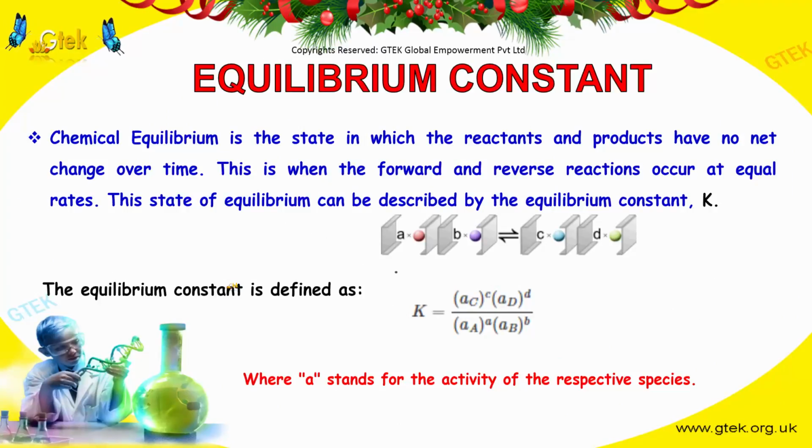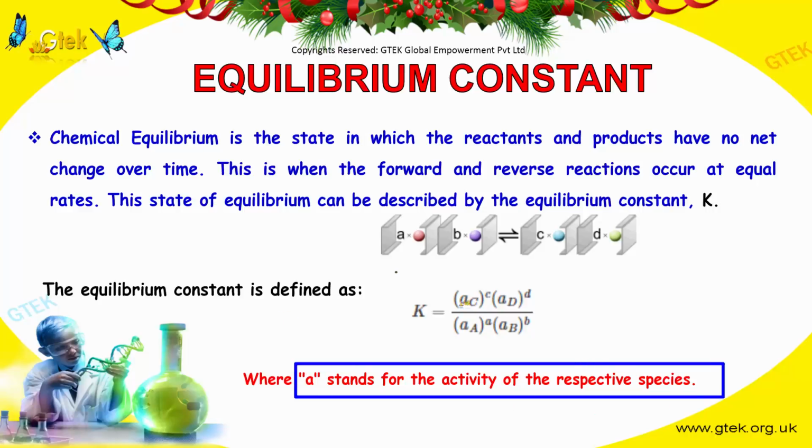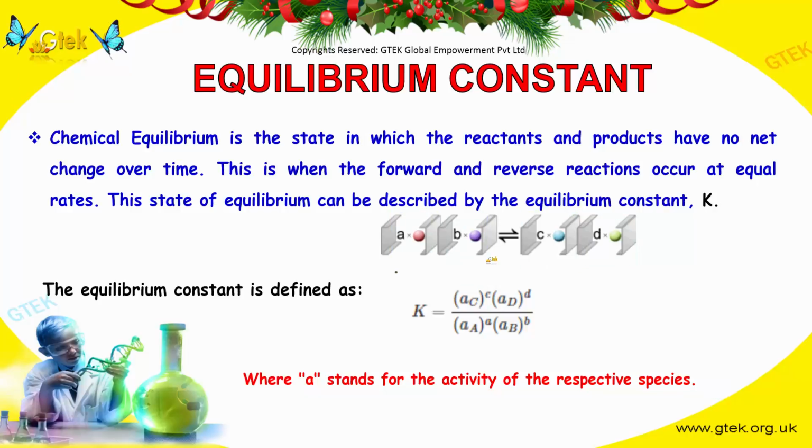Now we are looking into the equilibrium constant. Chemical equilibrium is a state in which the reactants and products have no net change over time. This is when the forward and reverse reactions occur at equal rates. This state of equilibrium can be described by the equilibrium constant K. A stands for the activity of the respective species. So activity of C times activity of D divided by activity of A and activity of B. That's referred to as the equilibrium constant.